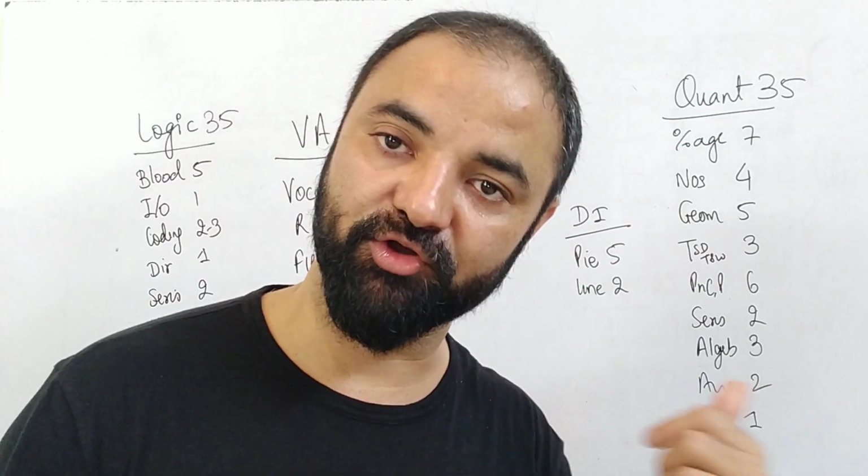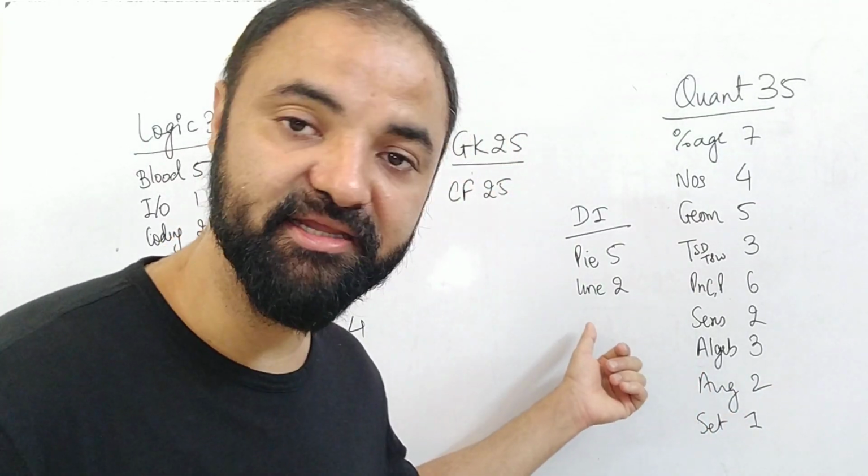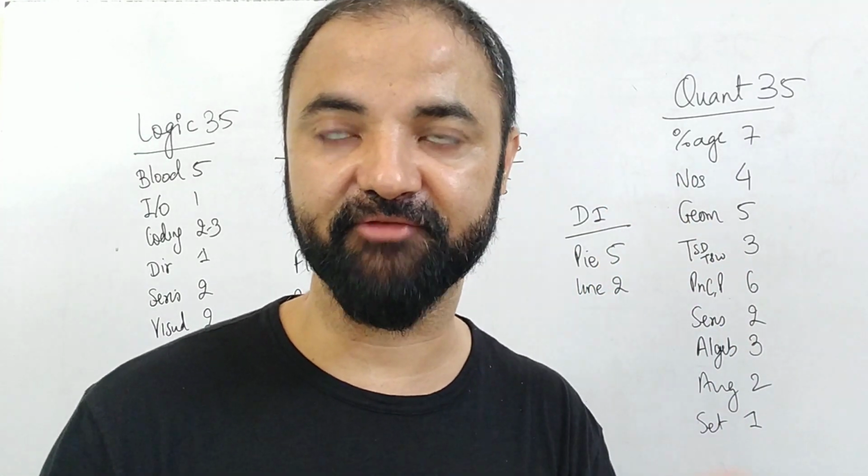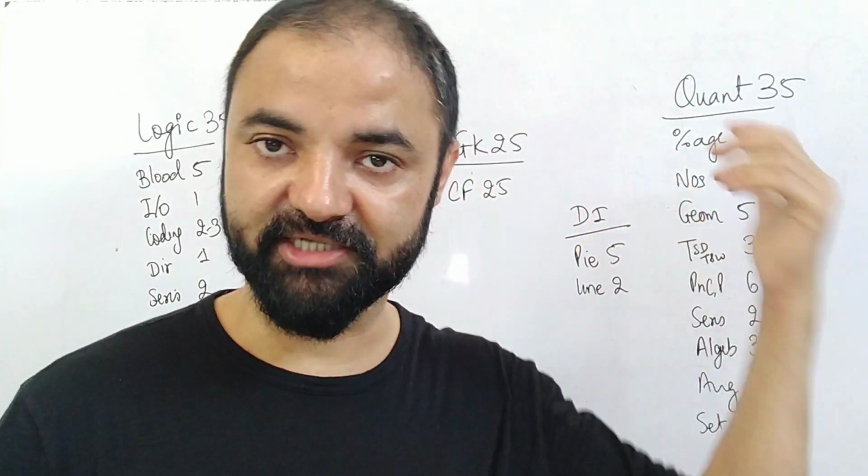Every year it is there. So I want you to do that first. And line graph 2 questions. 7 questions based on DI. It's a typical question coming every year for the last, I think, 5 years. So let's do them first.